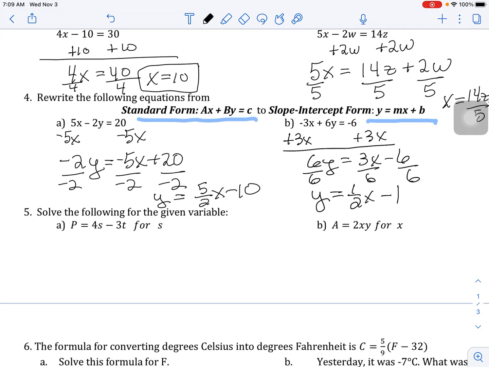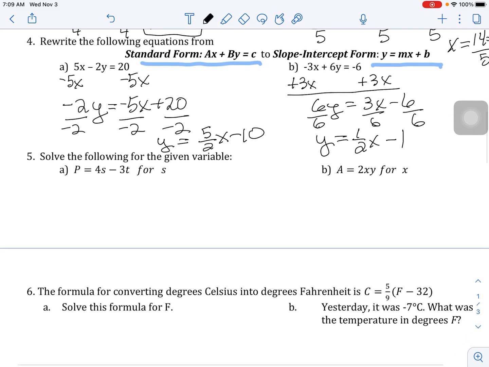So now we're going to take that process and connect it to solving for a single variable when there are multiple variables in the equation. So let's look at the first one. P equals 4s minus 3t. We're going to solve for s. So it's helpful to actually highlight what you're solving for so that you know you're isolating that.